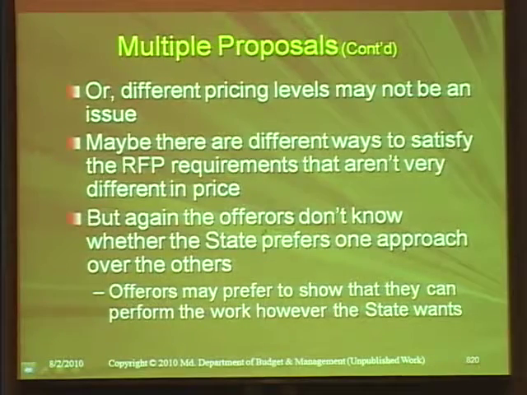Or differing pricing levels may not be an issue. Maybe it's a different way to satisfy the requirements that aren't very different in price. But again, the offerors don't know whether the state prefers one approach over the other. So if I can do it by A method or B method, and I don't know, but the state really likes A method, and I propose B method, I may find myself being either eliminated or not selected because I proposed B. And if the agency didn't do what they should have done and discuss it with me, I could have found out they liked A, because I could give them A just as readily as I gave them B. So multiple approach means you can do that.